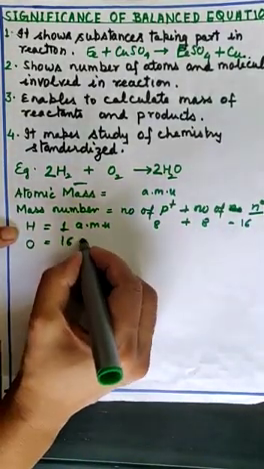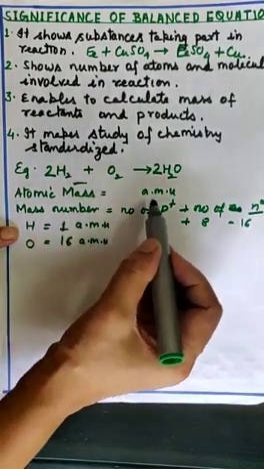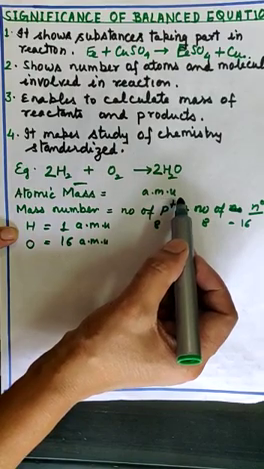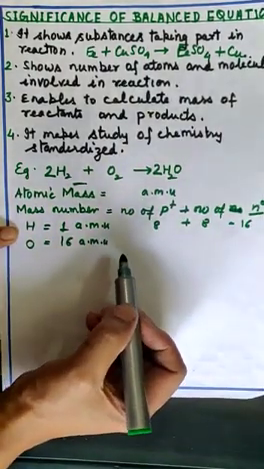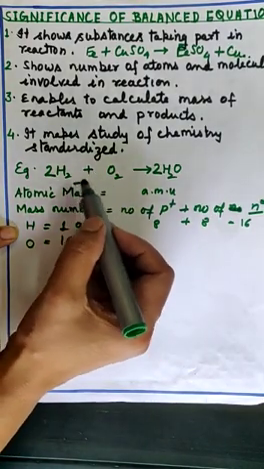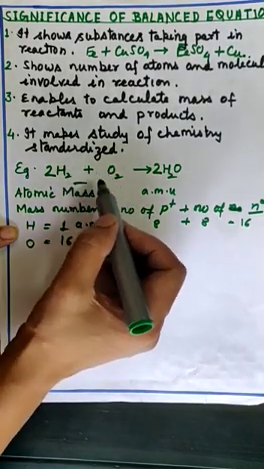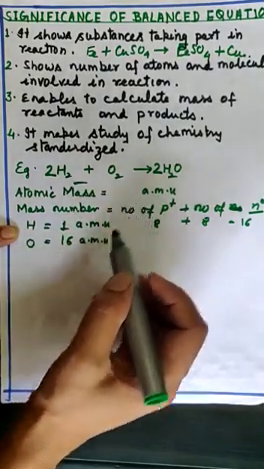So the thing to know is that atomic mass has a unit, that is AMU, whereas mass number, as it is a number, has no unit. Let's calculate the mass of hydrogen and oxygen in the balanced equation of formation of water from hydrogen and oxygen.